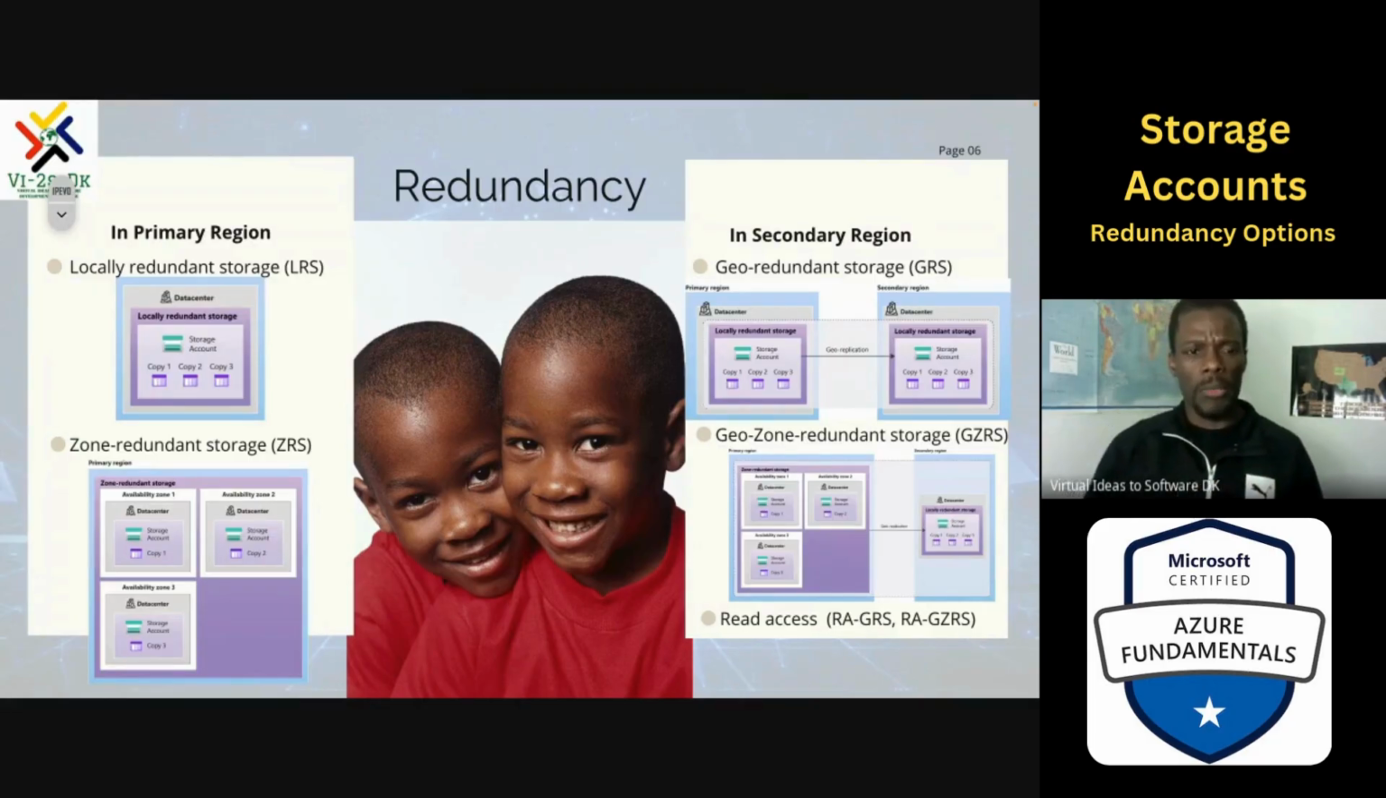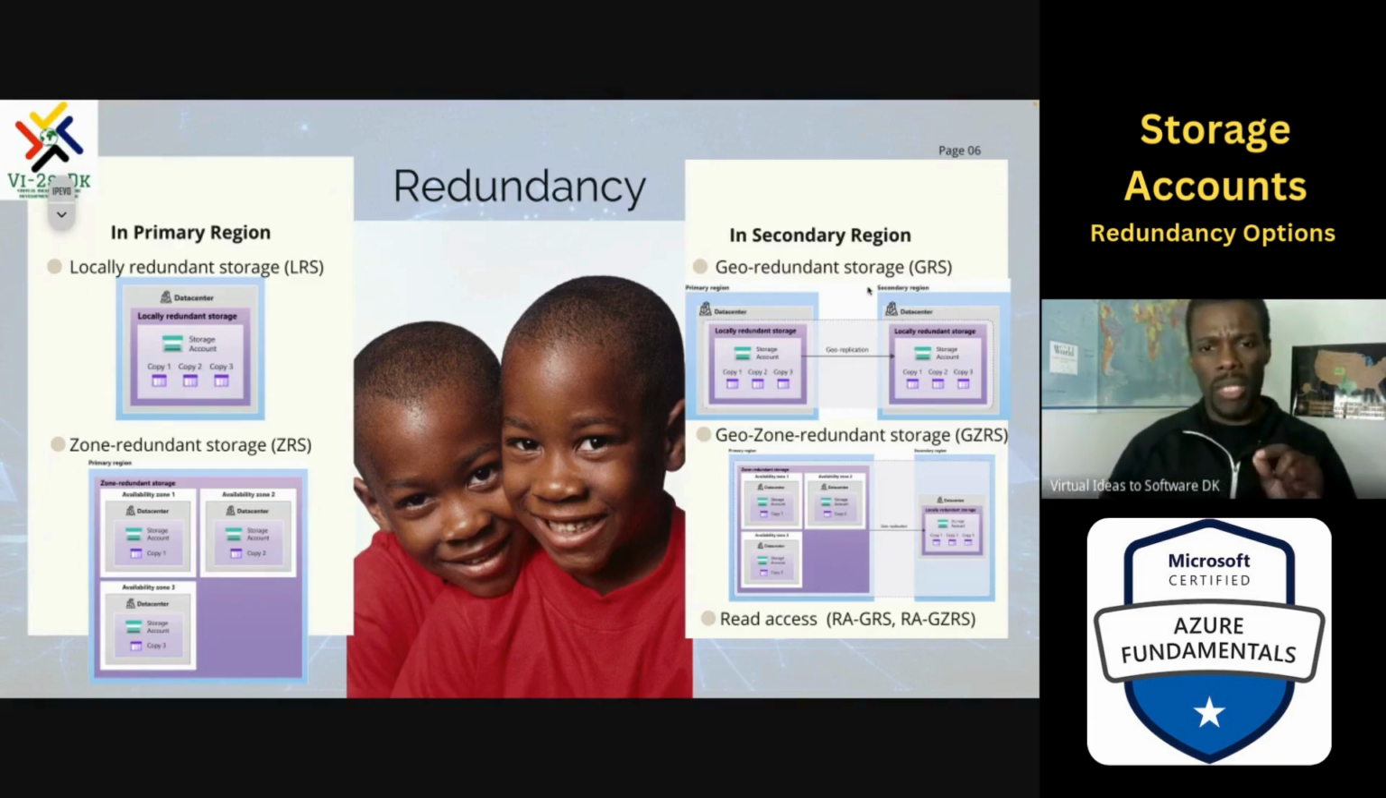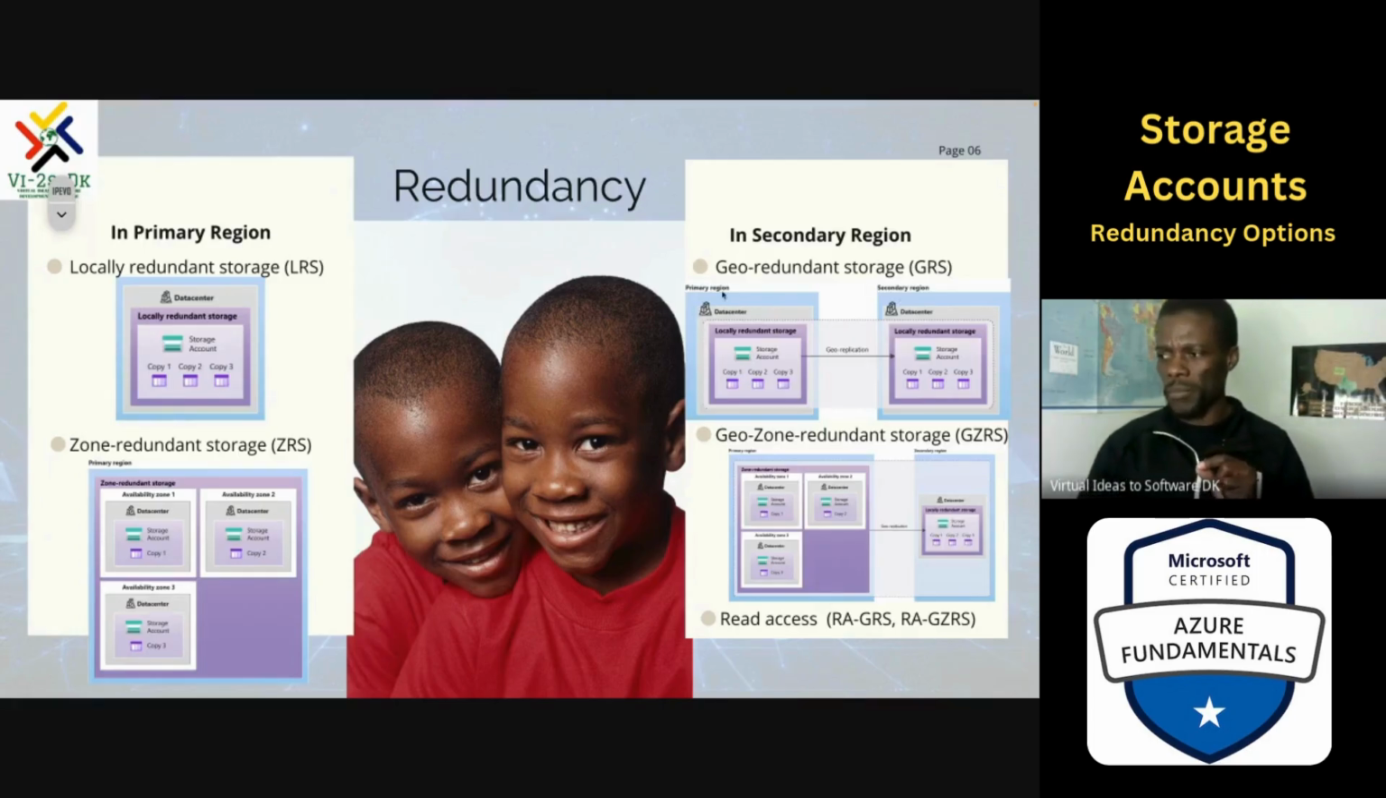Now, the second option of redundancy is having it in a secondary region. For instance, if something happens in the primary region, let's say a flood, an earthquake or a catastrophe, then a backup copy resides in a secondary region. In that case, you have the first example on the top right, which is geo-redundant storage. Your primary region has its data center that has locally redundant storage, and then you have a copy or a replication of that same data stored in a secondary region.